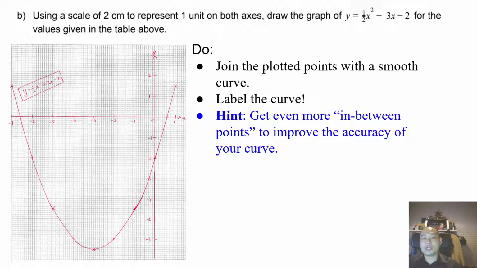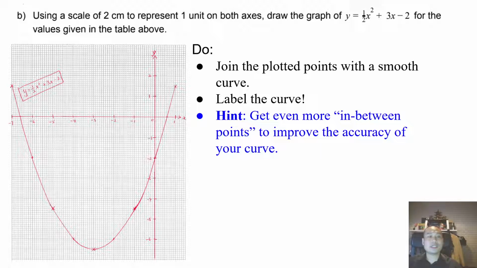So if you want to be even more accurate with your graph, you are actually allowed to create even more in-between points. For example, earlier we have x equals to -6. This point here, you see, I put a dot there. We don't have this. We create this point. So what happens is, if you want to have even more accuracy, you can let x be -5.5 and get this point. So you can get as many points as time permits. And the more points you have, the more accurate your curve is going to be. So if you have sufficient time, you should try to get as many points as possible and get the most accurate graph that you can.